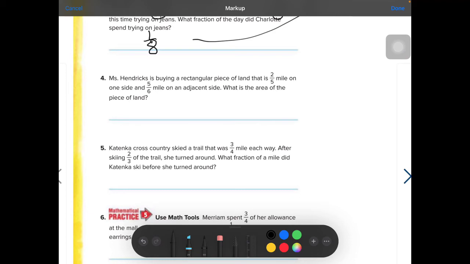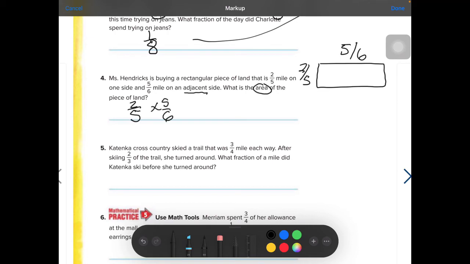Number 4, Mrs. Hendricks is buying a rectangular piece of land. Okay. 2/3 of a mile on one side and 5/6 of a mile on an adjacent side, which means a side just next to it. What is the area of the piece of land? Okay, so here's what it looks like. 2/3 times 5/6. Now that looks pretty crazy, but they're just trying to set up the problem so you realize it is a multiplication problem. To find area, you do length times width equals the area. So we're going to times this number times this number.